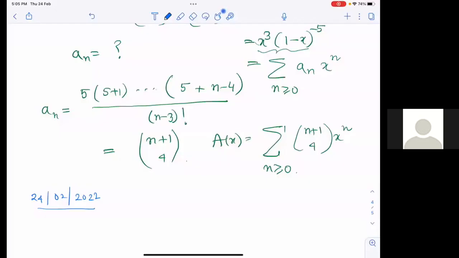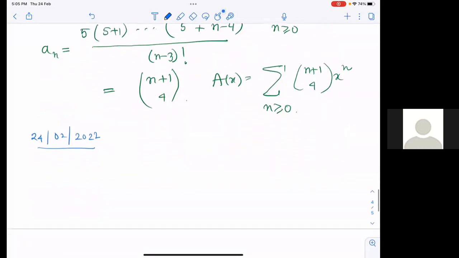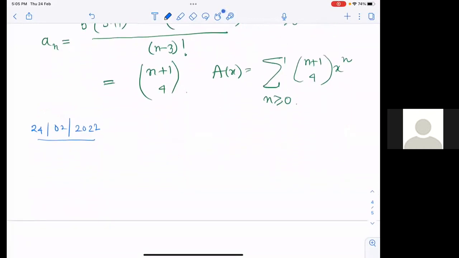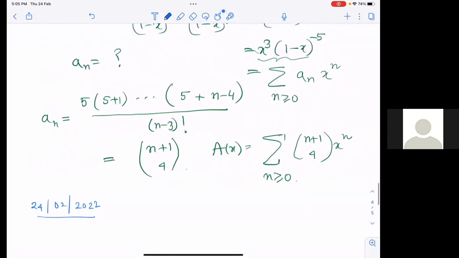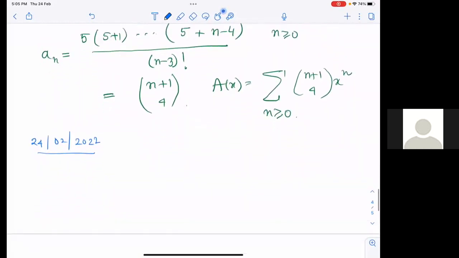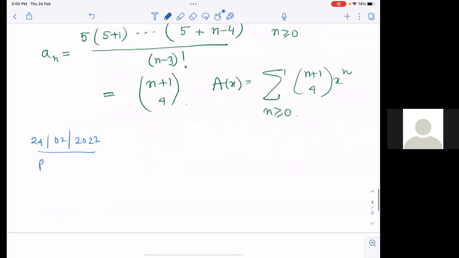Okay, so let's continue on basic examples of generating function. So let me state another problem.